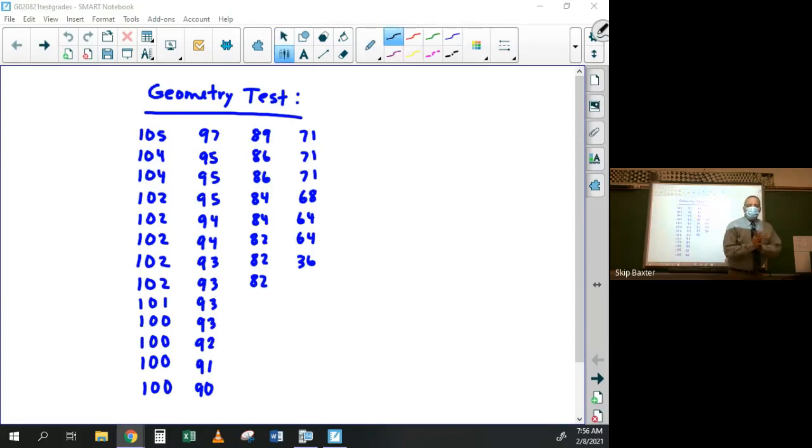All right, so we had a test Friday. These are the scores. Pretty good. I feel like transformation geometry is kind of an easy topic. Do you agree? The good news is we're going to keep doing transformation geometry for this unit as well.